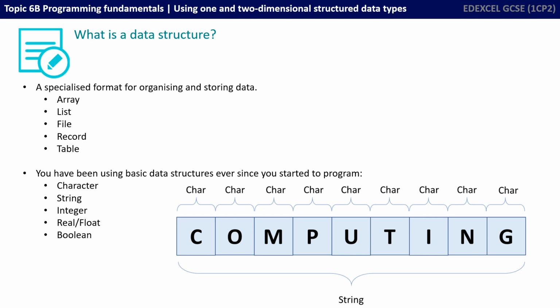You've actually been using very basic data structures ever since you first started to program in the form of characters, strings, integers, reals and booleans. You already know that a string is a collection of alphanumeric characters, whereas a char or character data type is a single character. Although you use the string data type, behind the scenes it's actually a data structure made up of a series of separate character data types.